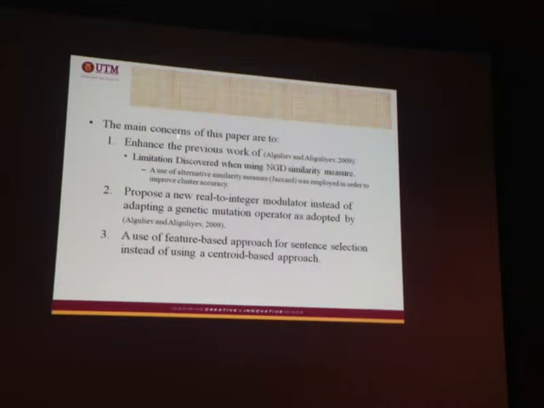So in this paper, the contribution is that we enhance the NGD by using an alternative similarity measure called Jaccard, and we propose a new modulator used to convert real data to integer data inside the chromosome. Also, the original author used centering in the clusters to select the best sentence from the cluster, but there is a problem with this approach, and we replace it by using a feature-based approach to select the sentences from each cluster.